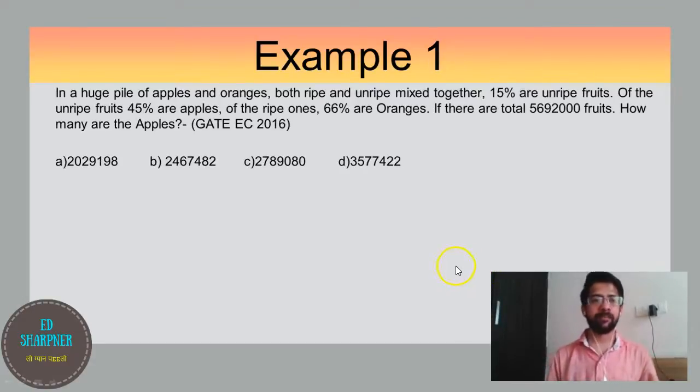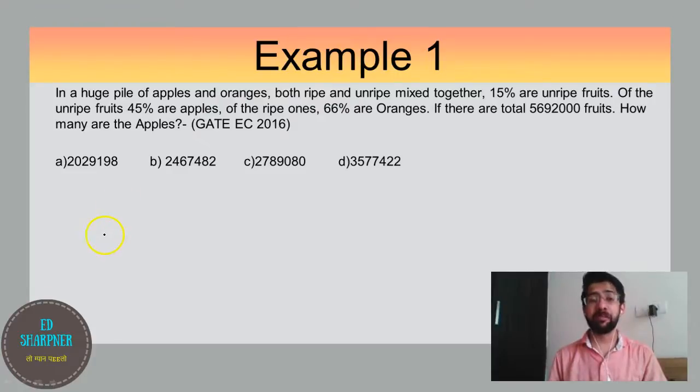So example 1. In a huge pile of apples and oranges, both ripe and unripe mixed together, 15% are unripe fruits. Of the unripe fruits, 45% are apples. Of the ripe ones, 66% are oranges. If there are a total of 56,92,000 fruits, how many are the apples?